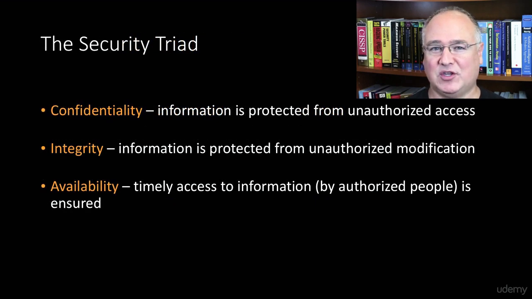What we're trying to do in security is protect what we call the CIA triad or the security triad. Confidentiality. That means that we protect information from unauthorized access. That can be insiders or outsiders who just don't have the permission to access certain materials. Integrity. That means that we're trying to protect our data or our systems from unauthorized modification. And then availability. That means that we have timely access to the information by the right people.